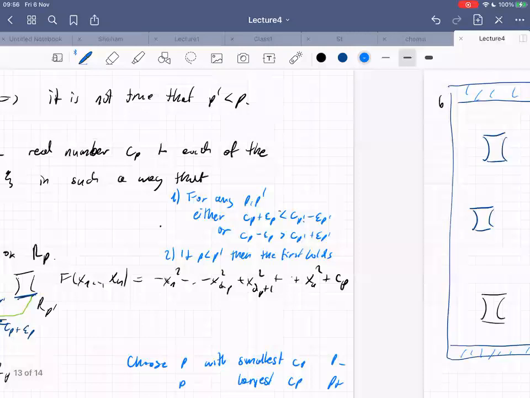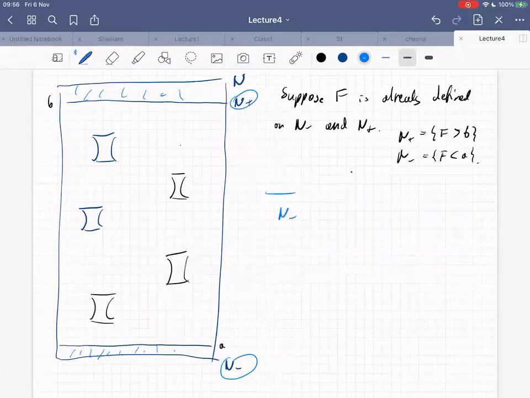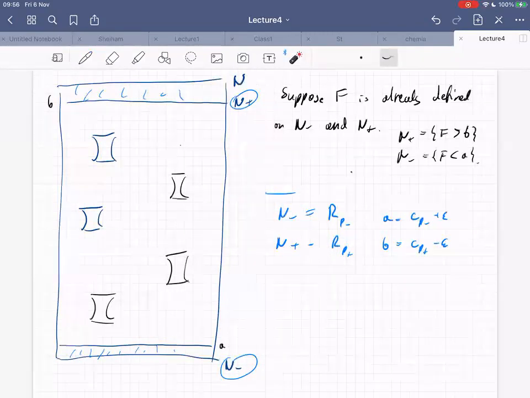So I define N minus initially. It's like the initial step: N minus is a neighborhood of P minus, and N plus is a neighborhood of P plus. And I will define the level set A to be CP minus plus epsilon, and B is equal to CP plus minus epsilon. So here is B, here is A. And I want to define my function F to have values away from N minus and N plus, to have values in the interval AB.